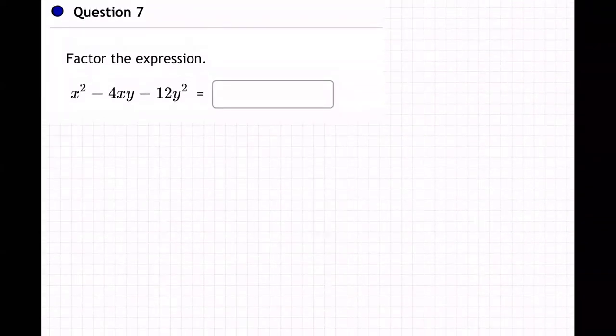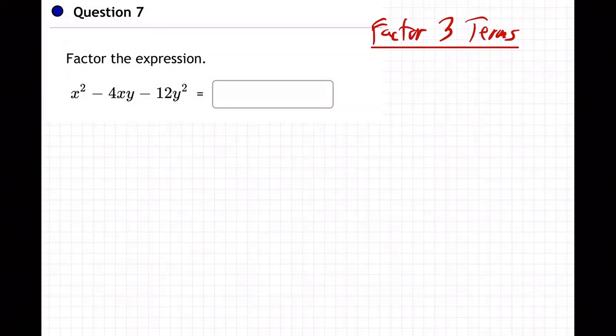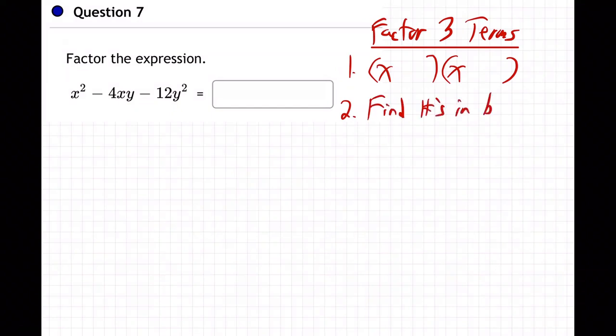So on this problem, we are factoring three terms. So how do we factor three terms? Number one, we're going to put 2 parentheses. X is in the front. Number two, we're going to find the numbers in, and also on this one, because we have x squared in the front, we have x's in the front, but we have y squared in the back, so I'm going to put y's in the back.